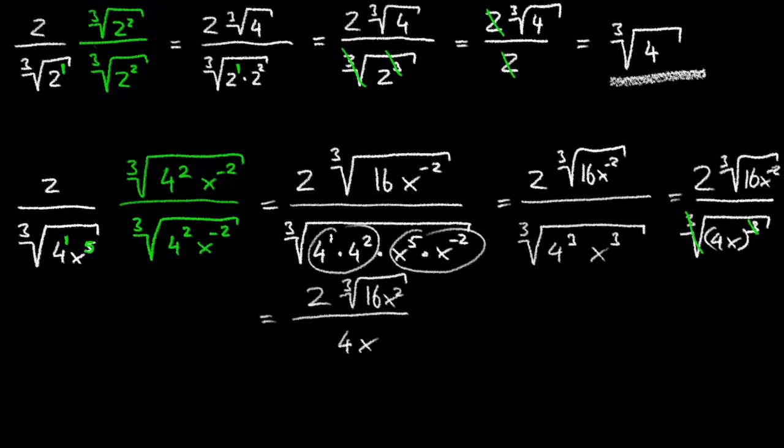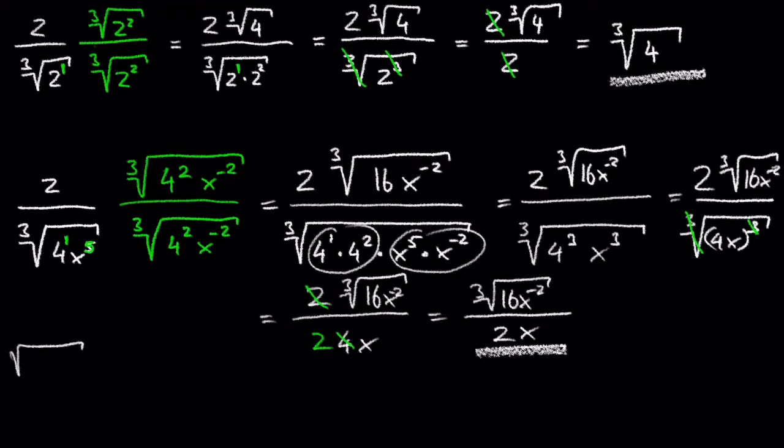And after cancelling out the 2 and 4, we get finally the third root of 16x to the negative 2 over 2x.